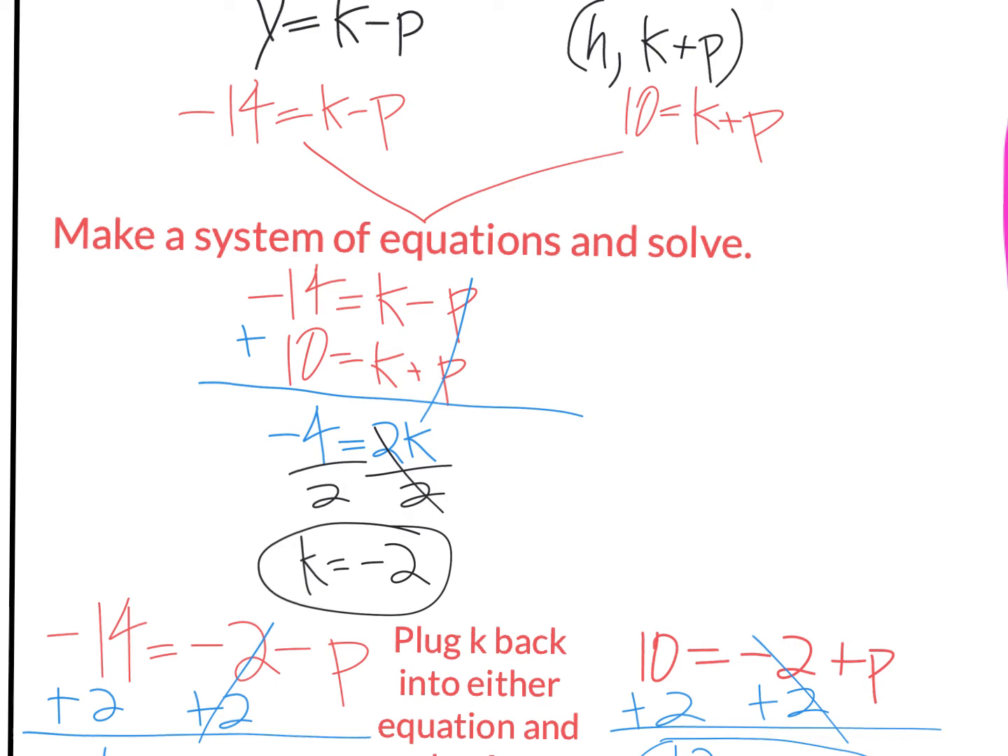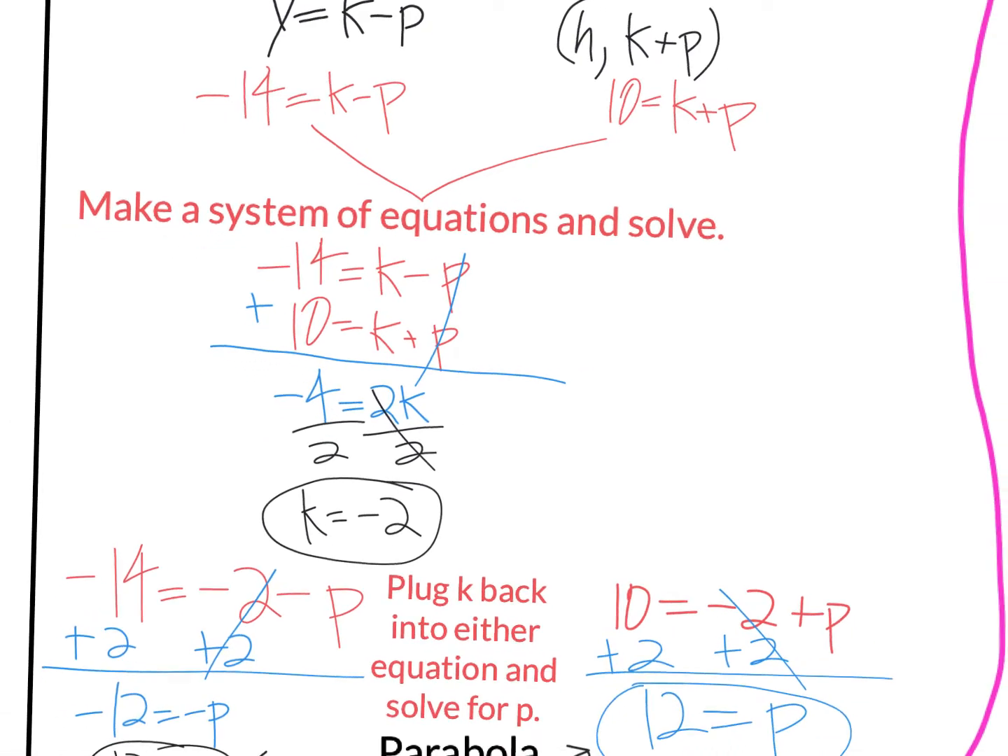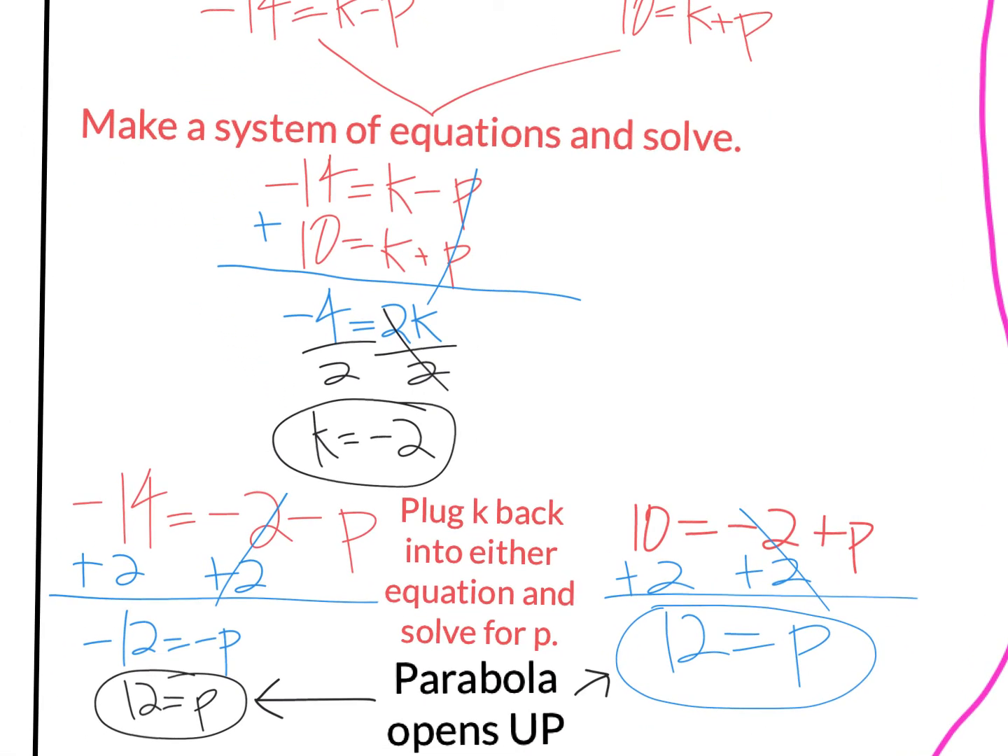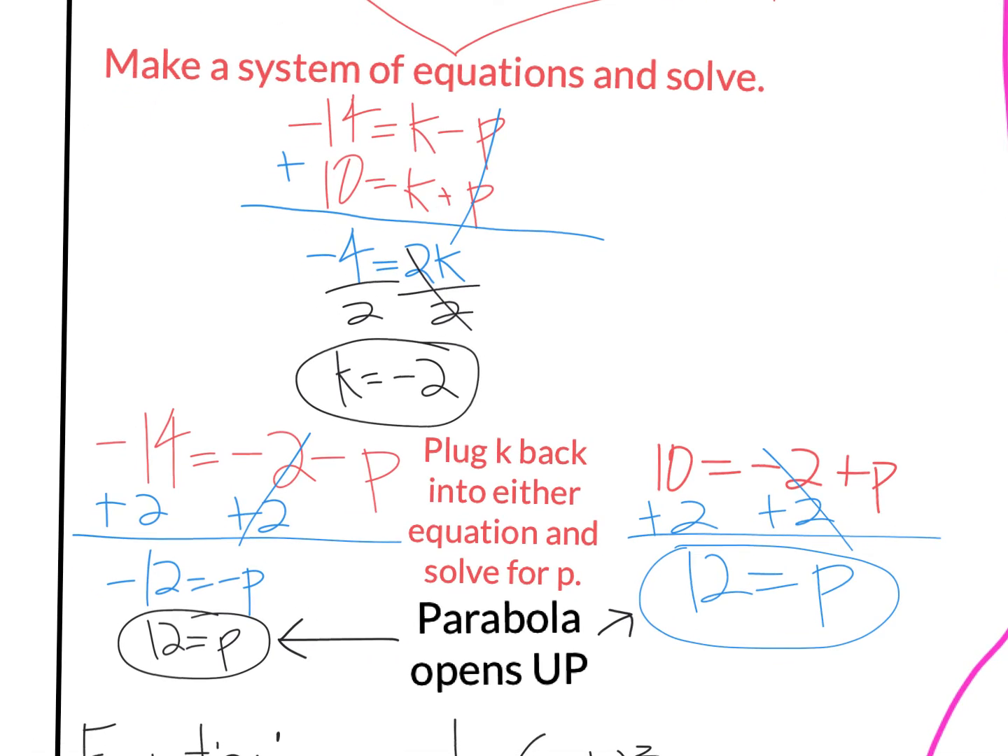I just need to figure out what my p is. To figure out your p, you could just plug that k value into either one of your equations. You should get the same thing. It doesn't matter which one you plug in. So I went ahead and plugged it into both, demonstrating that you are indeed going to get the same thing. If you don't, then you made a mistake when you solved for k.